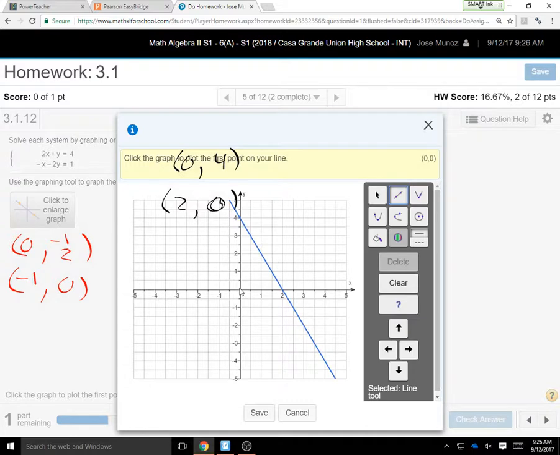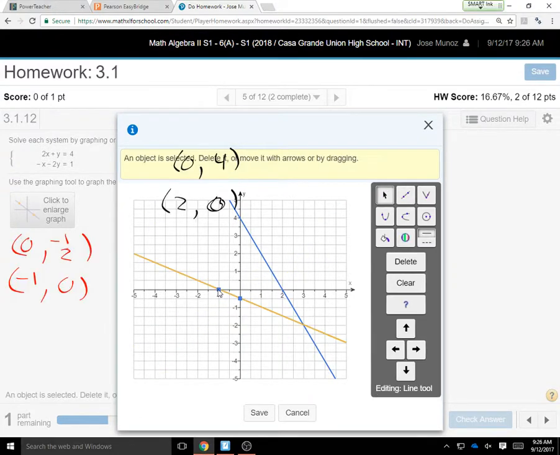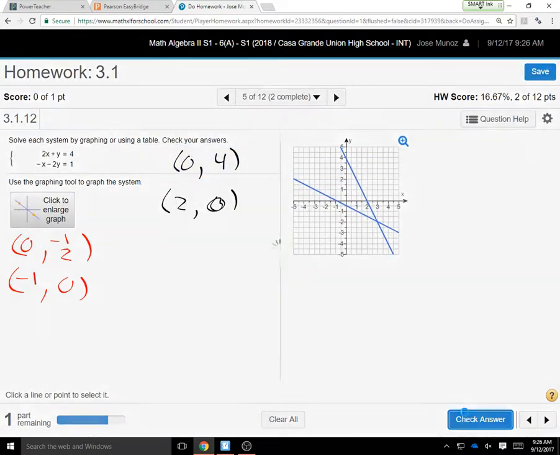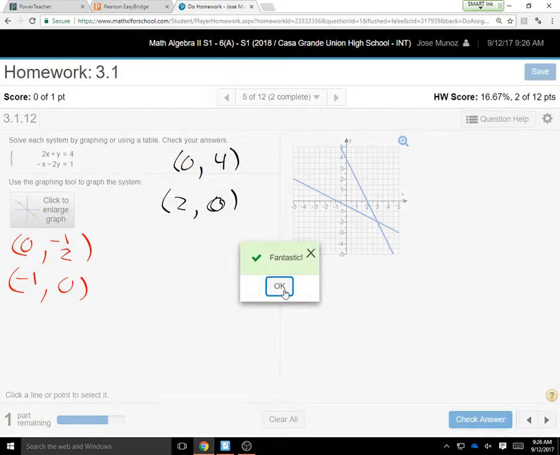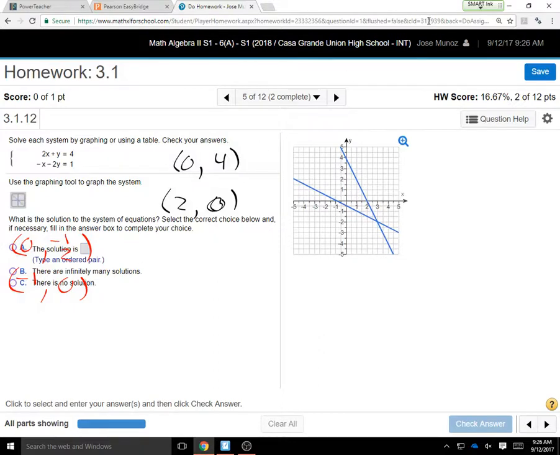So 0, negative 1/2 is right here. And negative 1, 0 is there. So there's my two lines. I'm going to check that real quick. Might have made a mistake. Nope, we're good. Now the question is, where's the solution?